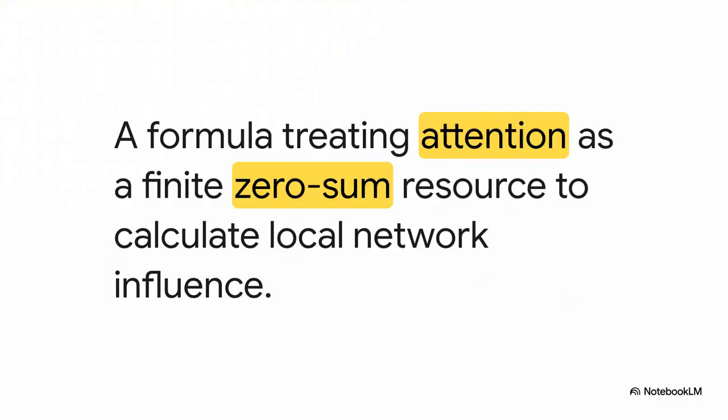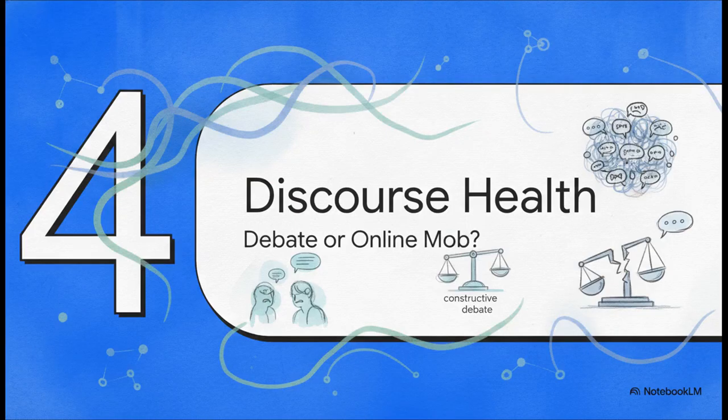Now, to find these drivers completely neutrally, the algorithm calculates something called a Don score. It's a formula that cleverly treats human attention as a finite zero-sum resource, which lets us mathematically prove local network influence. On to part 4, assessing the discourse health.